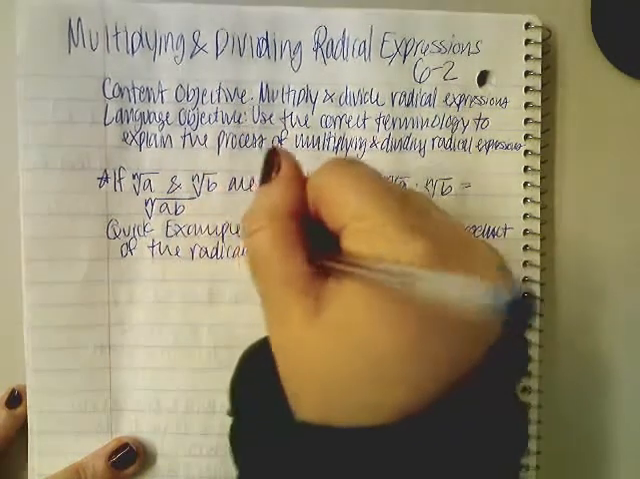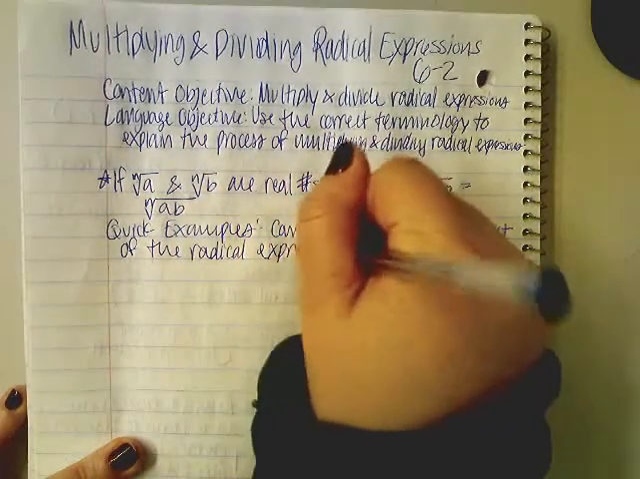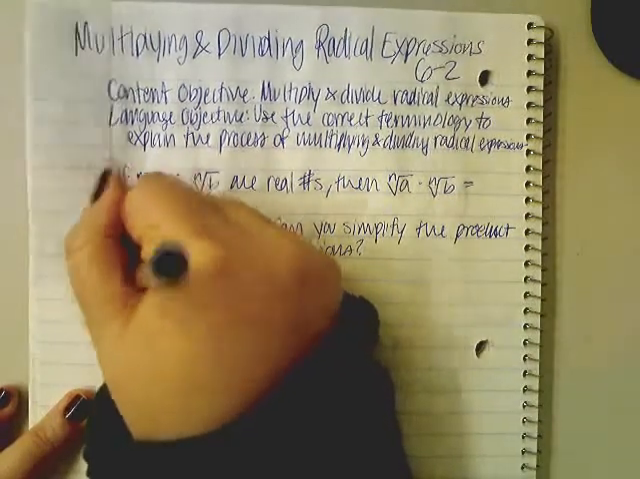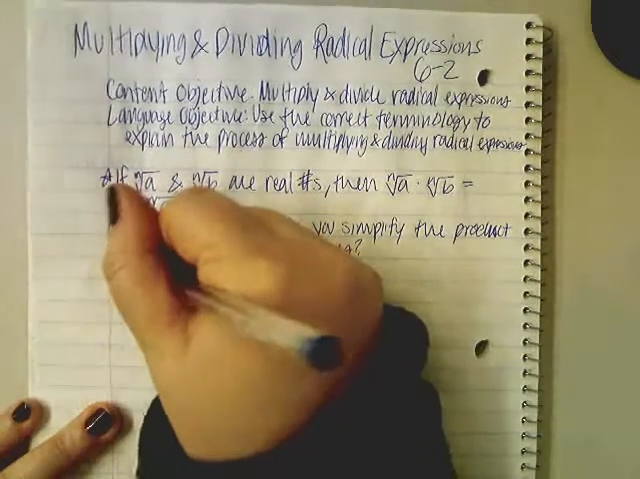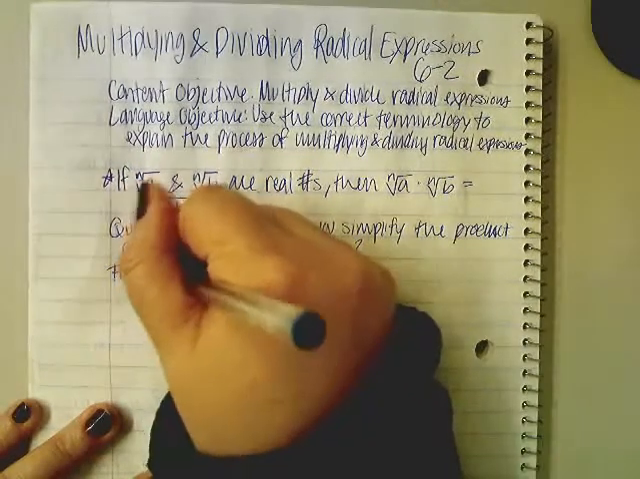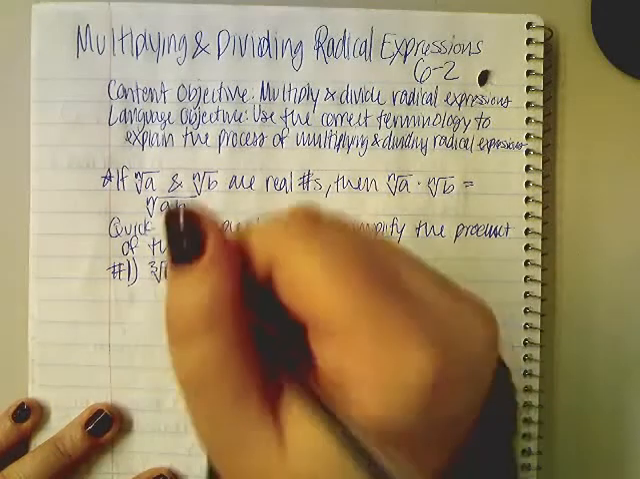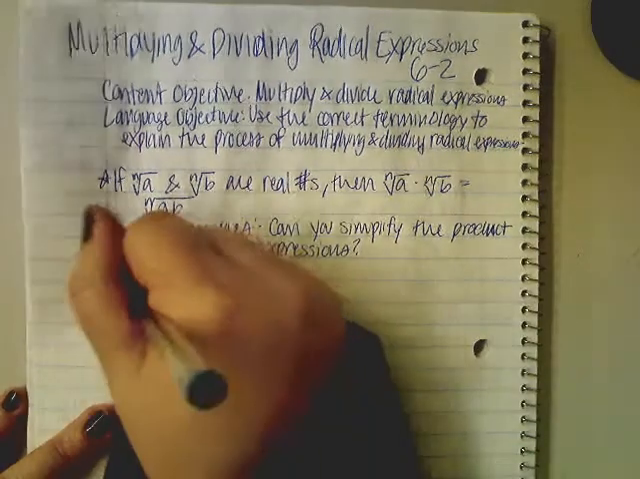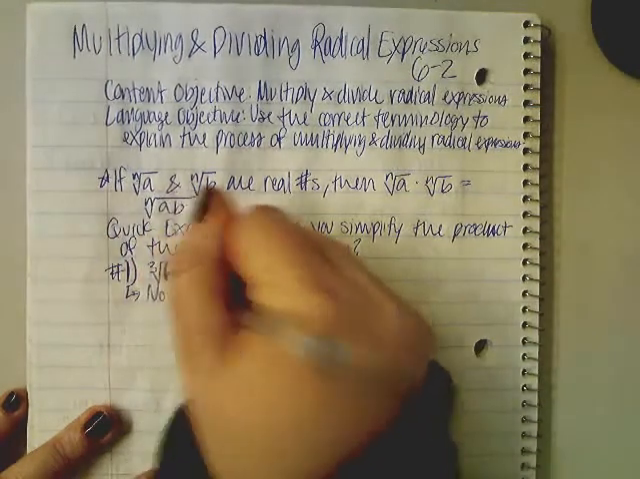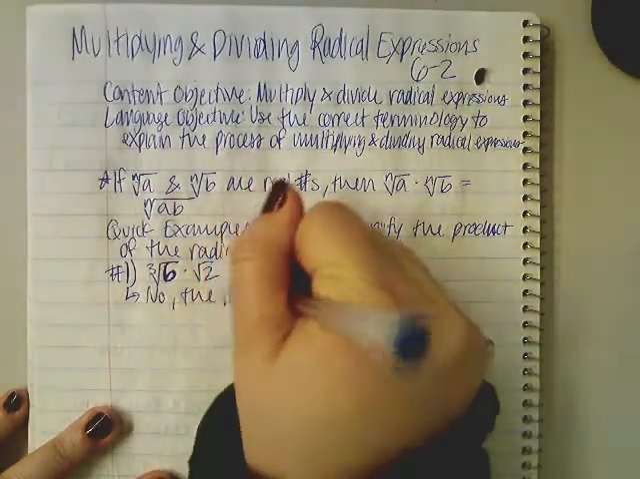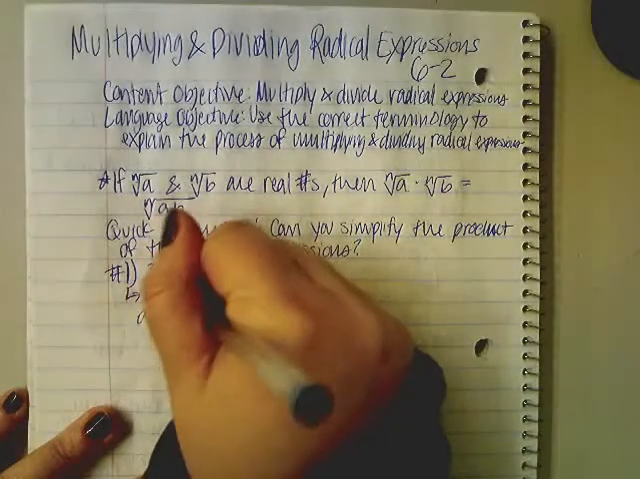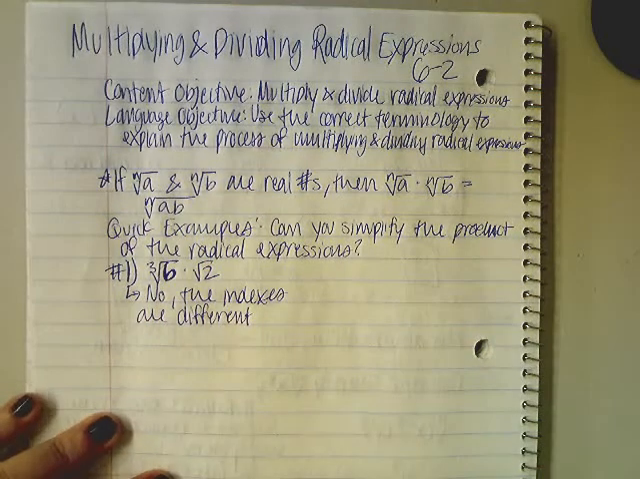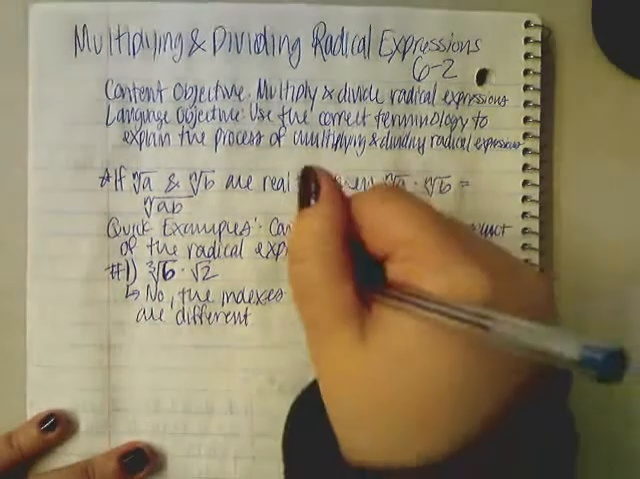So to do this, first one I'm going to give us, number 1, if we had the cube root of 6, sorry, that's a 6, not a b, the cube root of 6 times the square root of 2, can you multiply those? And the answer is no. The indexes are different. So again, this does not work if the indexes are not the same, so do not multiply them if your index is not the same.